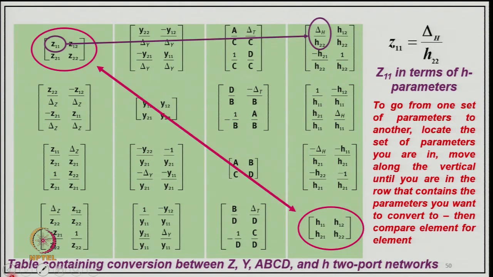If you want to convert Y parameters into Z parameters, you can come to here. This way you can have a conversion. So, this is a conversion of your 4 by 4 Z, Y, transmission or hybrid parameters: the conversion table between Z, Y, ABCD and H parameters of a 2 port network.